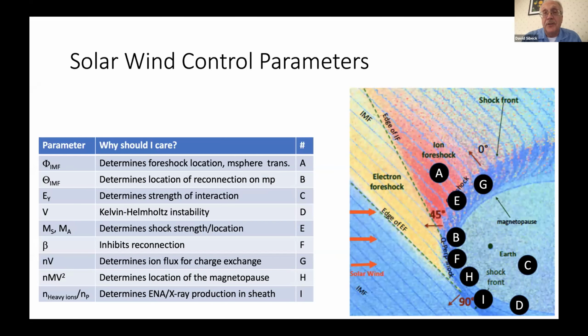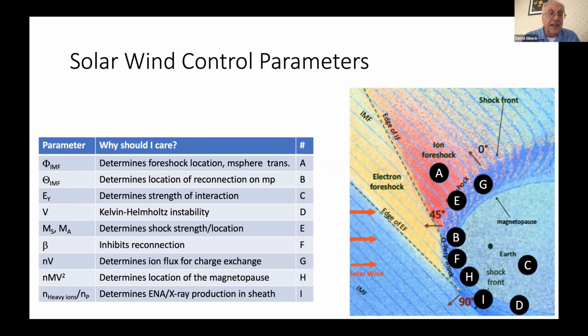For example, the spiral or orthospiral or some other orientation of the IMF determines where the foreshock is. The north-south orientation of the IMF can help you determine where reconnection occurs on the magnetopause. The electric field in the solar wind might determine the strength of the interaction. The velocity of the solar wind might tell you whether the Kelvin-Helmholtz instability will occur on the magnetopause. The shock numbers in the solar wind determine the shock location and strength.